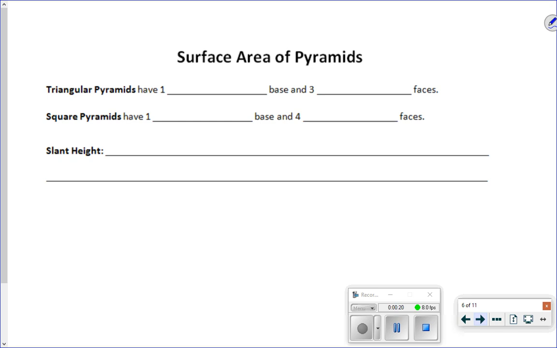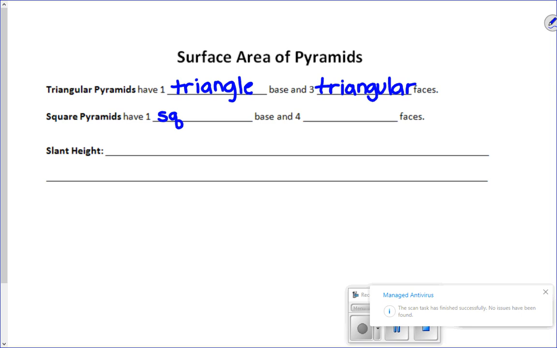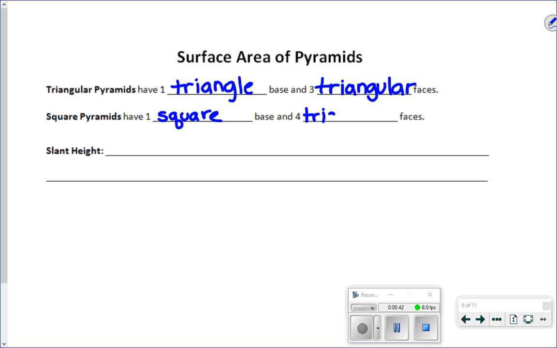Triangular pyramids have one triangle base and three triangular faces. All right, square pyramids have one square base and four triangular faces. And then slant height is the height of the triangular face.